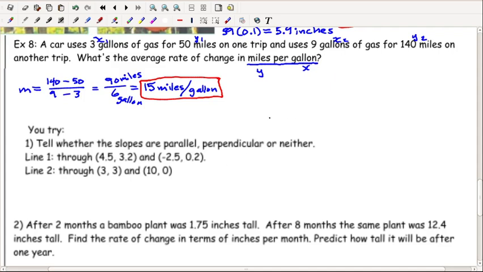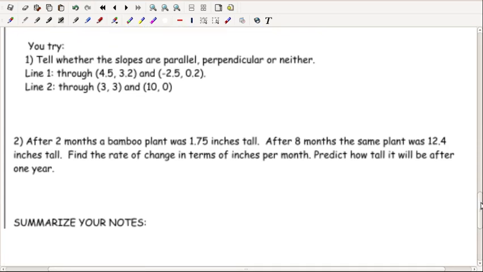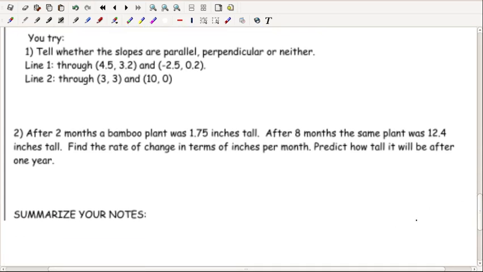All right, it's your turn. Pause your video now. You try number 1 and number 2, then come back and we will work through the solution together.